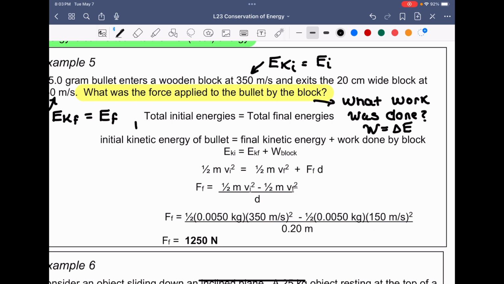Now, just like we did before, let's label our initial and final energies. Now that we understand what they are, we had some sort of EKI, some sort of EKF.